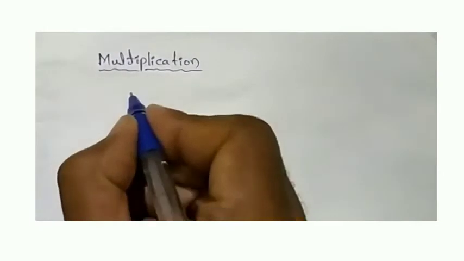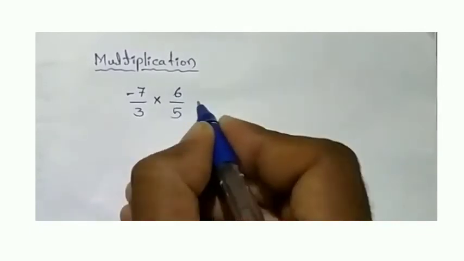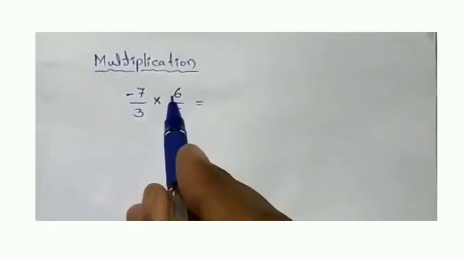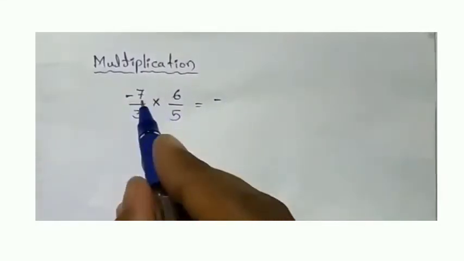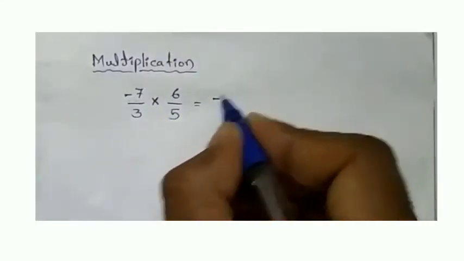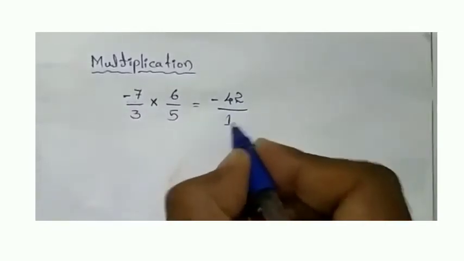Now applying multiplication. Here I will take two rational numbers, minus 7 by 3 into 6 by 5. Minus into plus, you will get minus only. 7 6s are 42. 3 5s are 15.